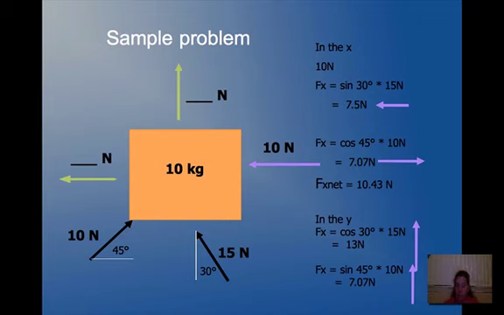Sine of 45 is the same as cosine of 45. And this time both of those are acting up, which means we have a net force of the 13 plus the 7.1 together, 20, to give us our sig figs, which means we have a force up of 20, a force to the left of 10.4. Use Pythagorean's theorem, find the angle, and you will get the net force. I'm going to leave that for you as your homework.